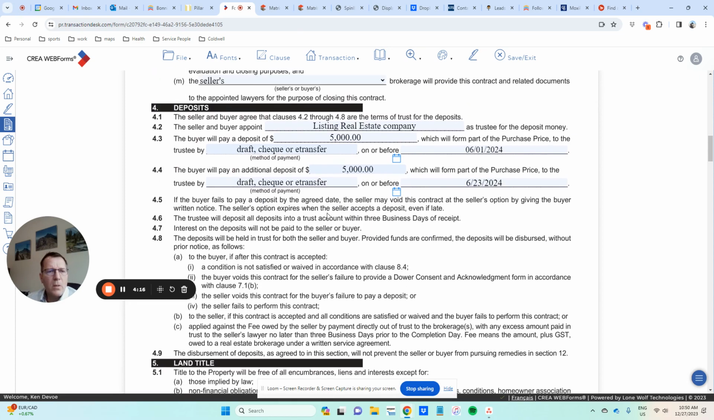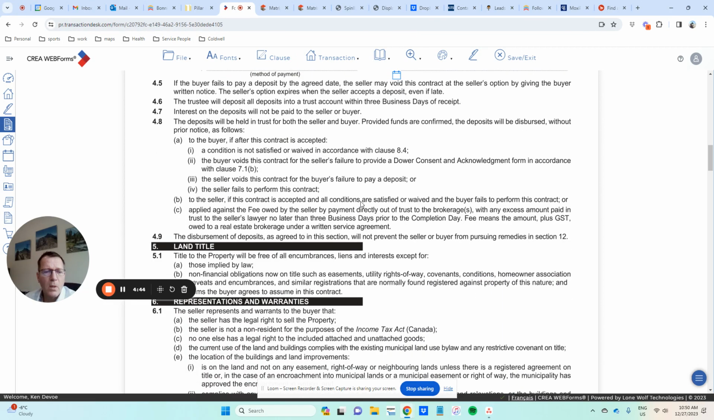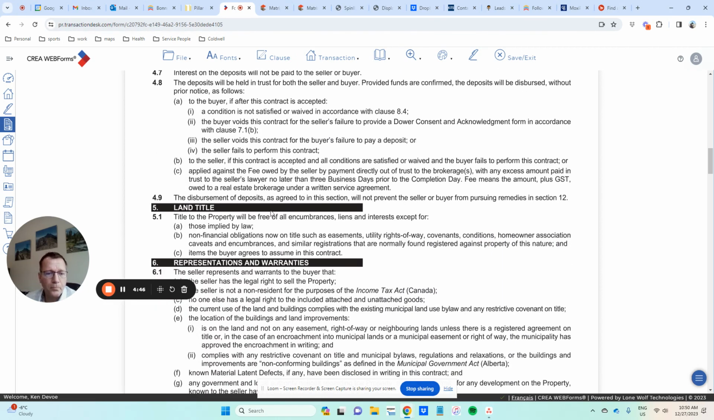Now, deposits, section 4. To hold a property, if we get an accepted offer, you're going to have to put down some money to hold it. That money becomes part of the purchase price if you follow through and buy the house. But if you cannot get financing approved or the inspection shows something, then you get that money back. But it all becomes part of the purchase price. And it is cashed as soon as we send it over to the listing company.